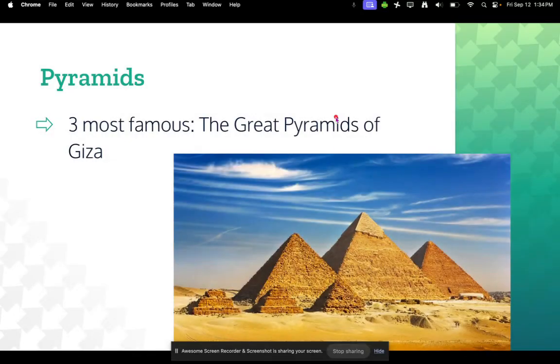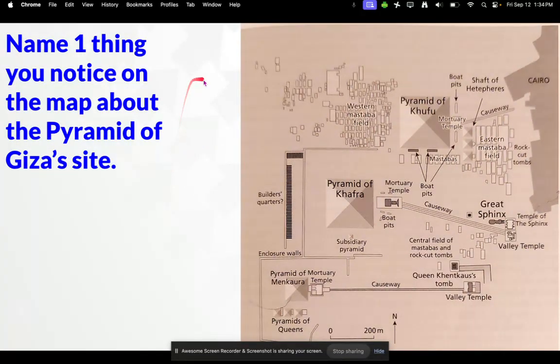All right, so the most famous pyramids, of course, are the Great Pyramids of Giza. There are other Egyptian pyramids out there, but these are just the most famous ones. So here is a map of the pyramids. This is like a bird's eye view, as if you were a bird flying in the sky looking down. So we got the Pyramid of Khufu here, which is one of the big ones, the Pyramid of Khafra here, and then the Pyramid of Menkaura, which is down here.